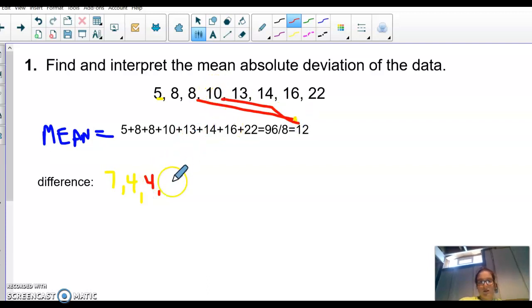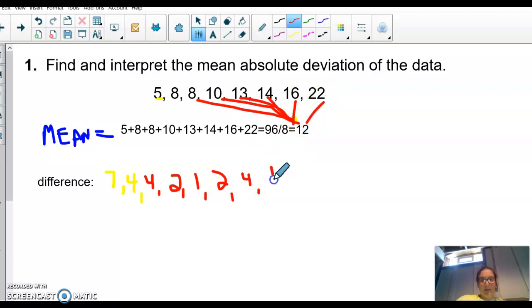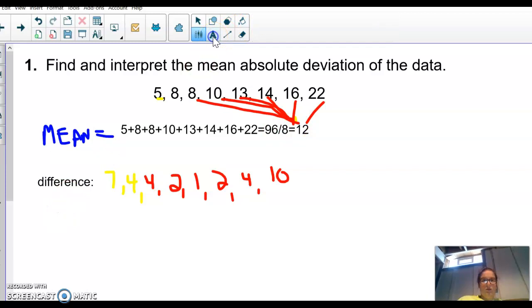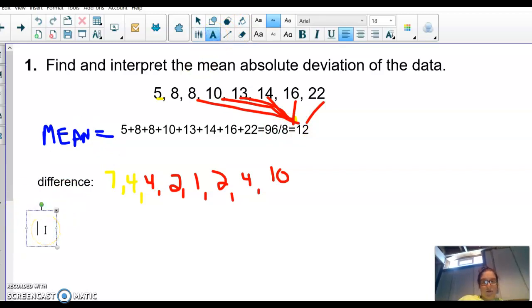2. What's the difference between 13 and 12? 1. What's the difference between 14 and 12? 2. What's the difference between 16 and 12? 4. What's the difference between 12 and 22? 10. So you find all the differences between all your data points and your mean, and then you find the mean of your differences.